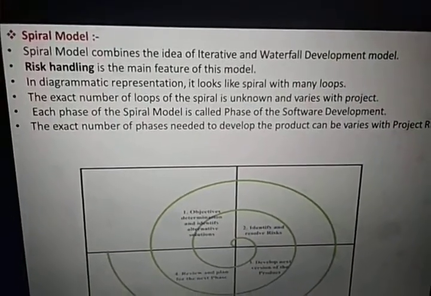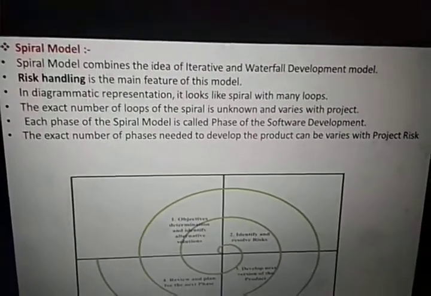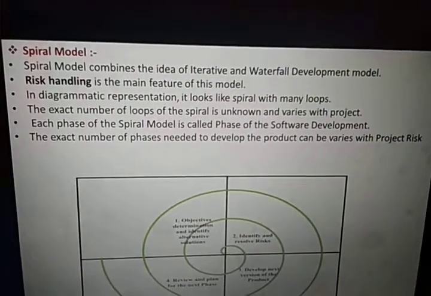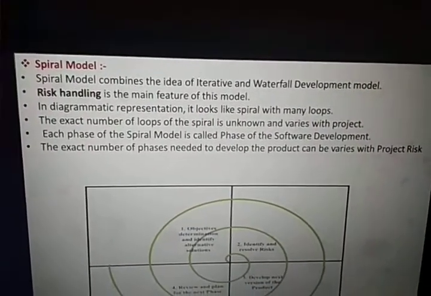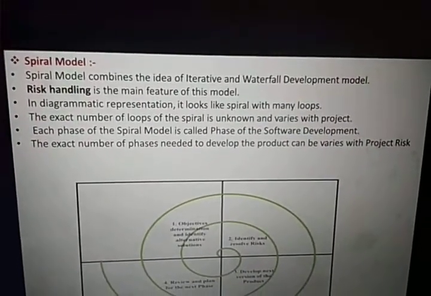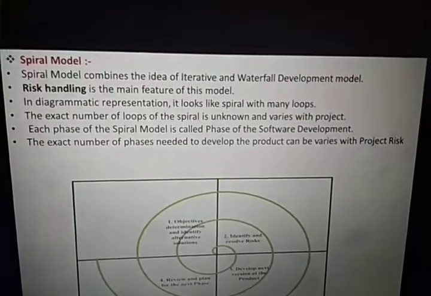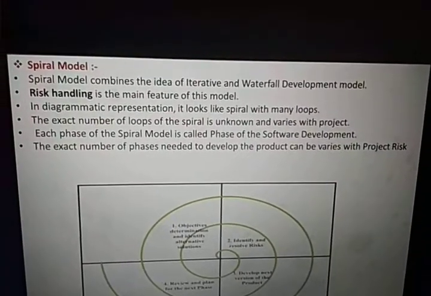Risk handling is the main feature of this model. This is the most important point in a spiral model. If you want to score marks in this spiral model, you must highlight this point. So risk handling is the main feature of this model. This is the most important.